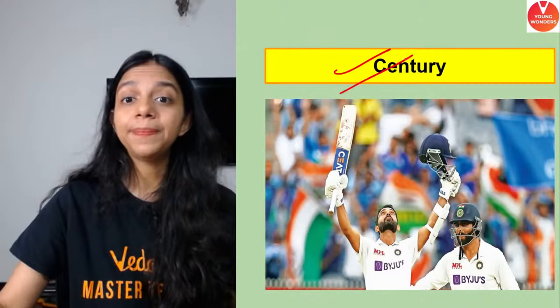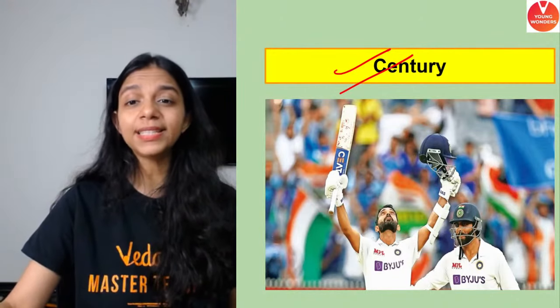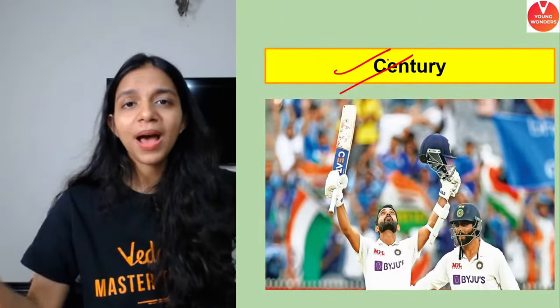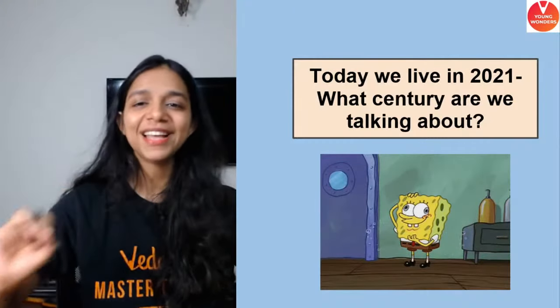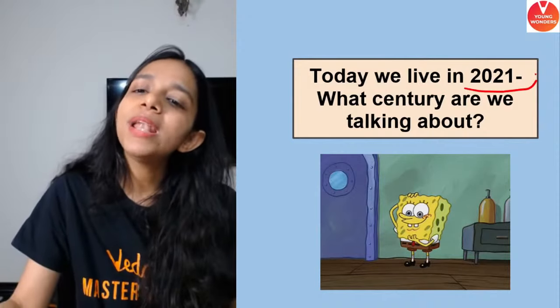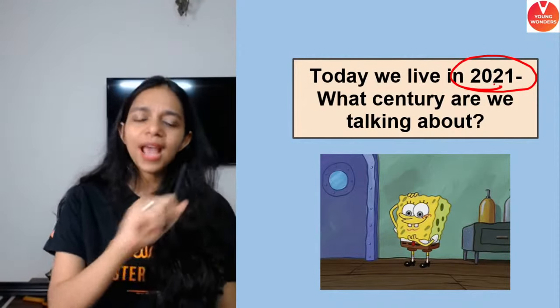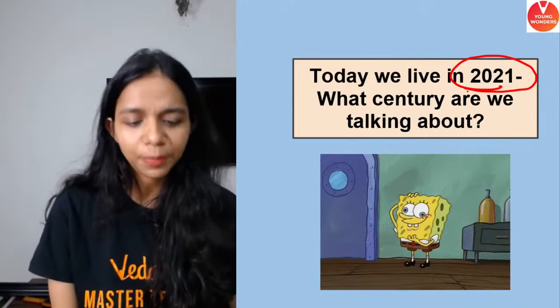This concept people get very confused about. Century. Ma'am, वो धोनी ने 100 मारा, 100 runs. That is century. We know that. No, I'm talking about history का century. Today we live in 2021. What century are we talking about? Tell me in the chat box.